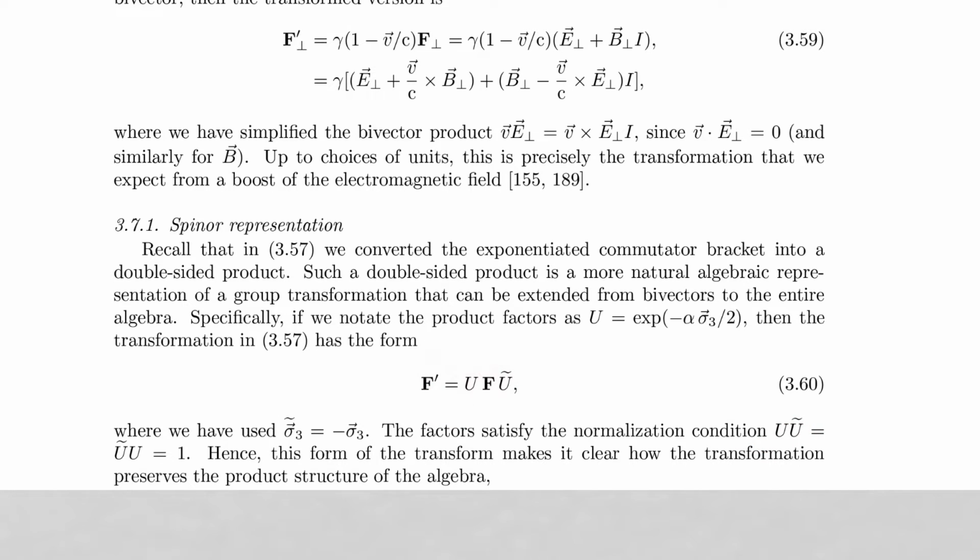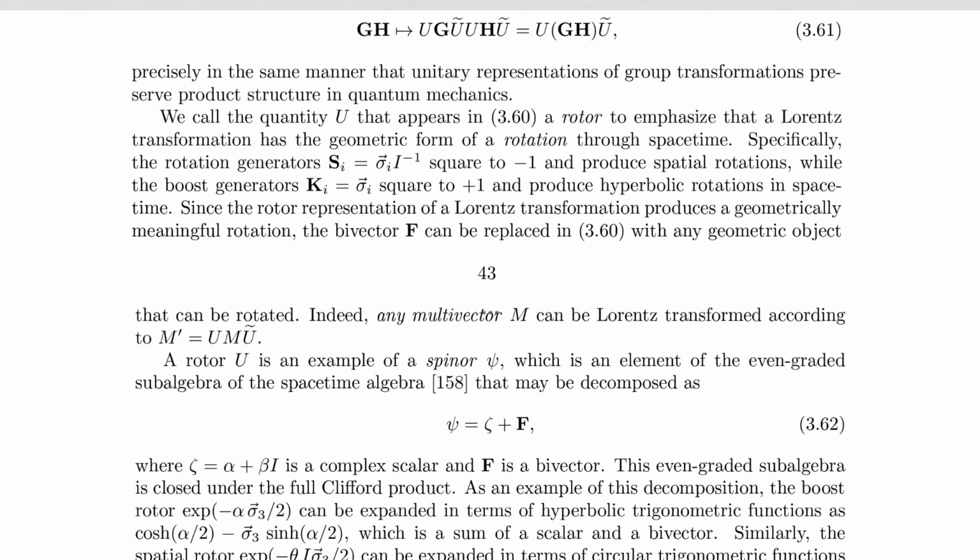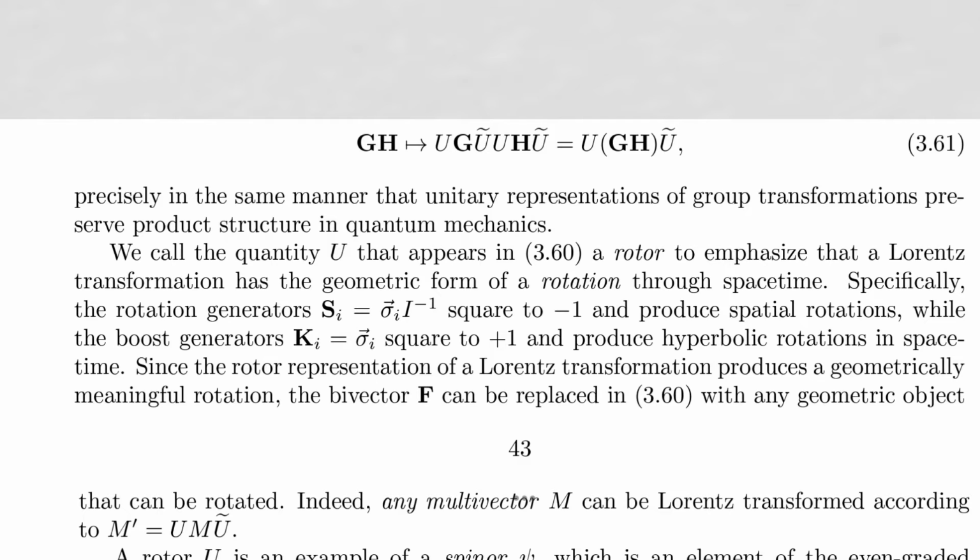So the product structure of the algebra is represented by this, right? You take two multivectors, G times H, the geometric product of G and H. But U U reversion is 1, so you can slap it right in the middle, and then you can take the whole thing and put it on the outer ends.